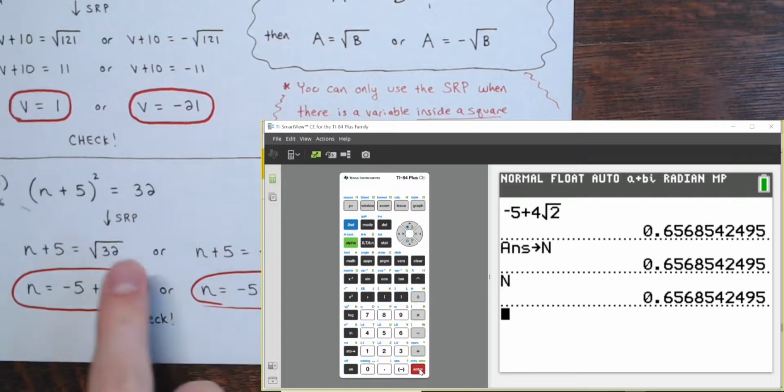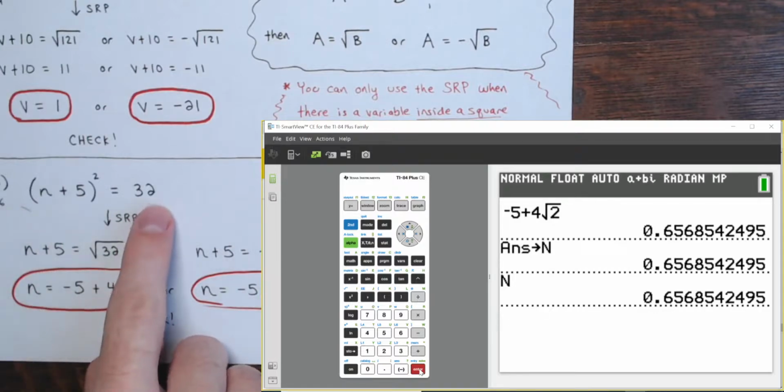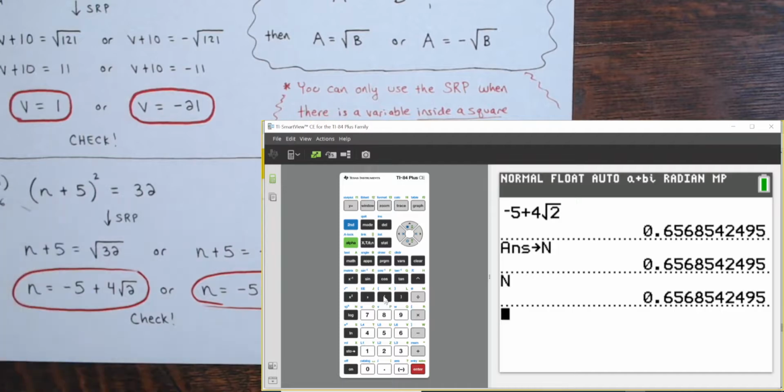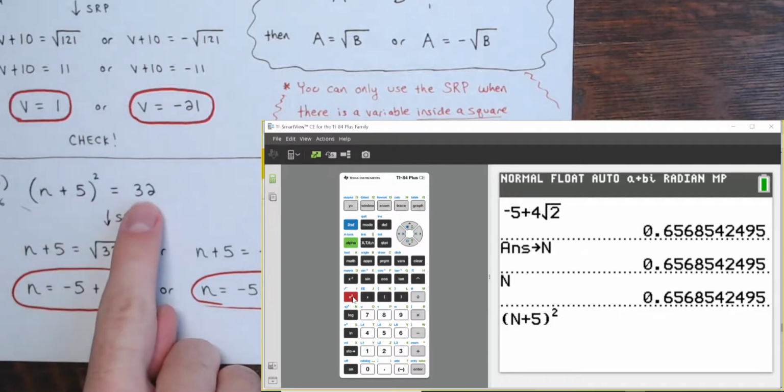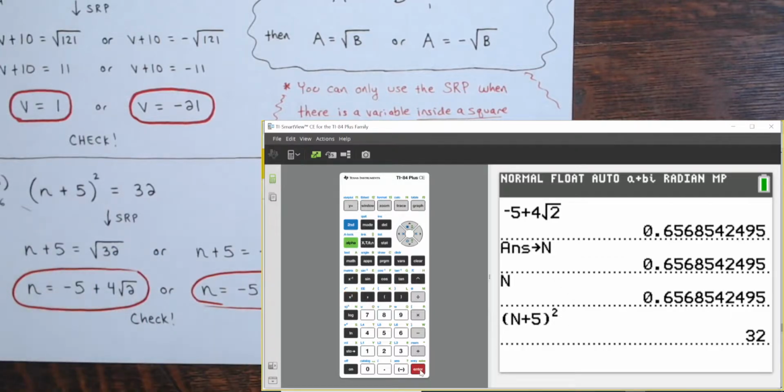And now I'll use that to check my equation. Go back to the original equation. Let's put the quantity n plus 5 squared, where n is this 0.656, this negative 5 plus 4 root 2, and square it, and hopefully that'll give me 32. So I'd end up with 32 equals 32. And look at that, it does. So that's the way I use the calculator to check solutions sometimes.